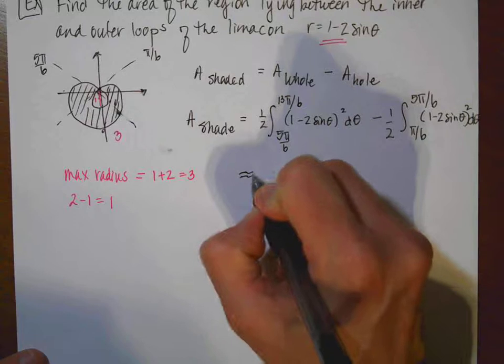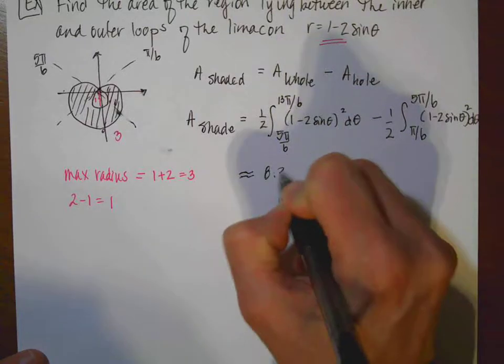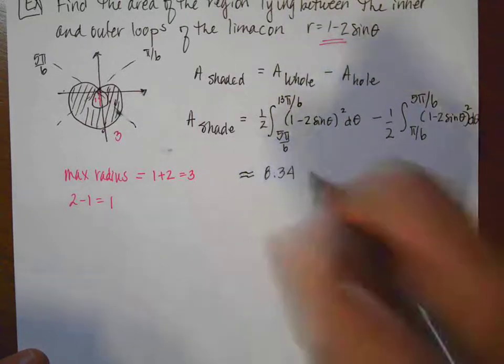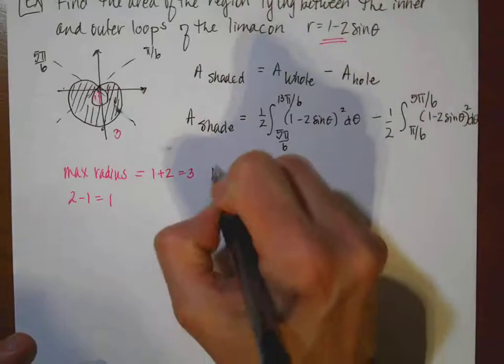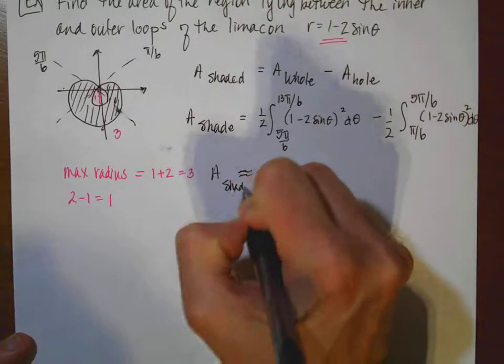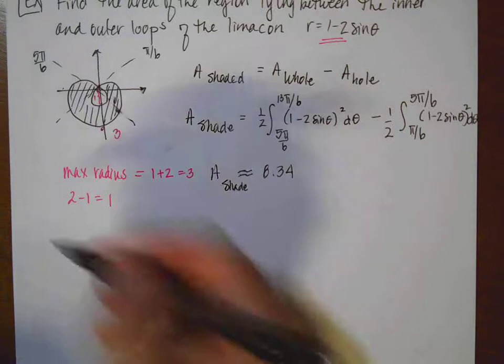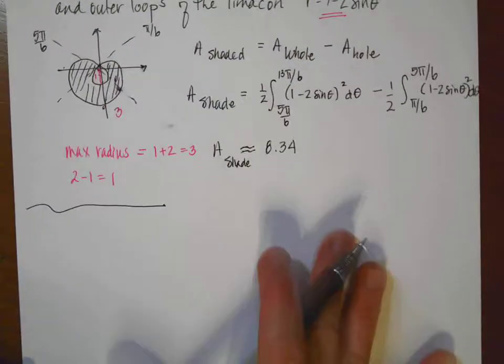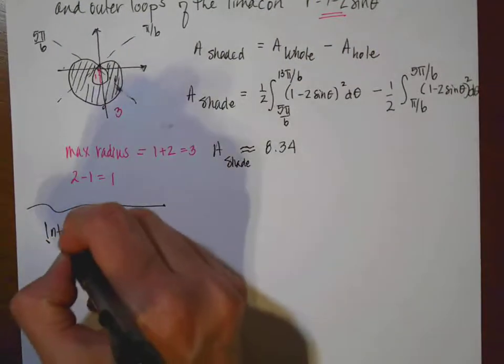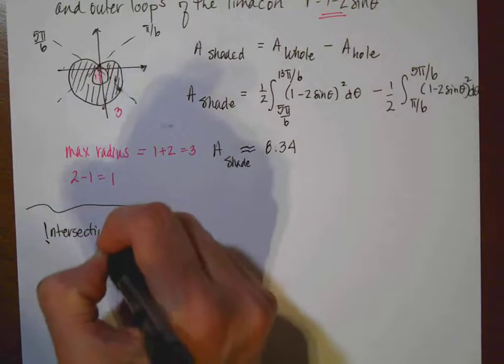So the area of our shaded region, after we do some brilliant math and button pushing, is 8.34, and that would be our area of the shaded region. Alrighty, so now what's going to happen is we're going to talk about intersecting graphs.